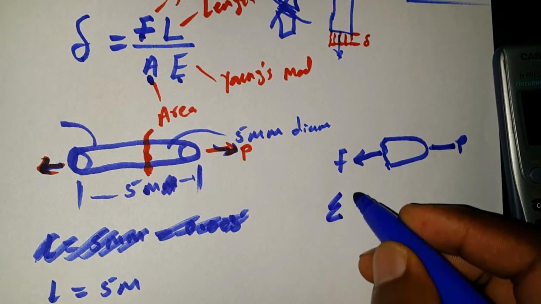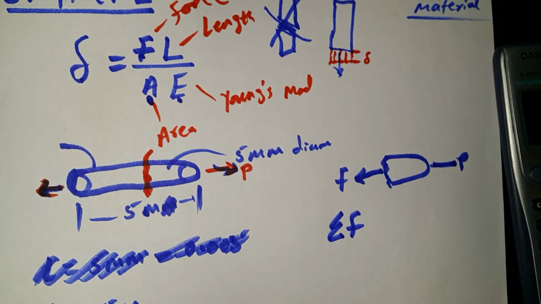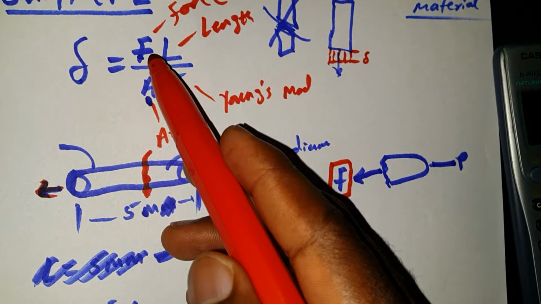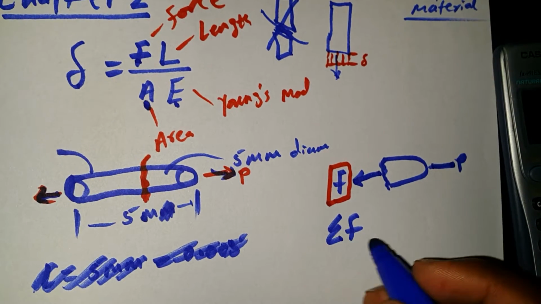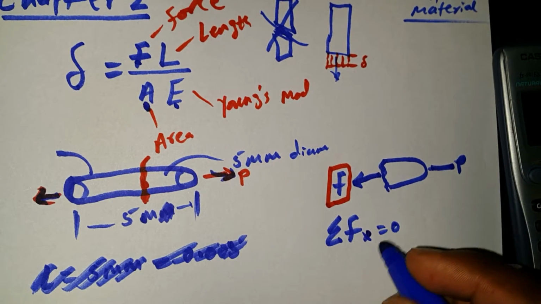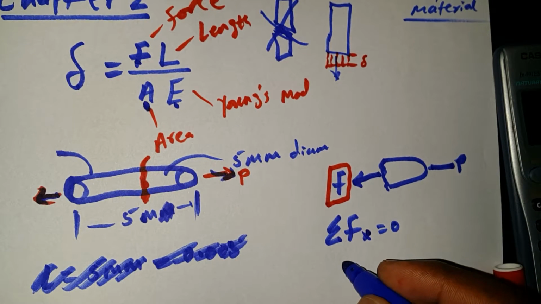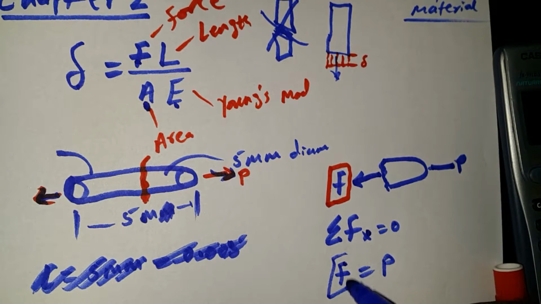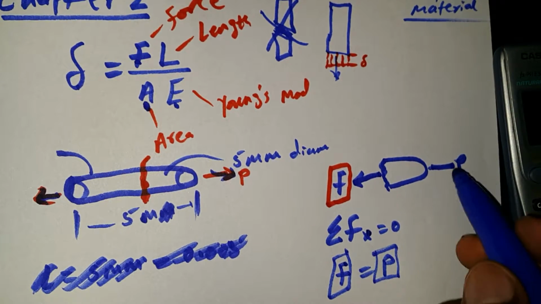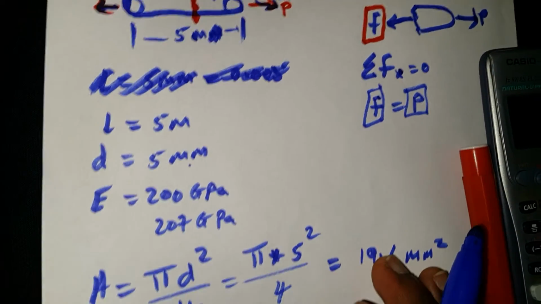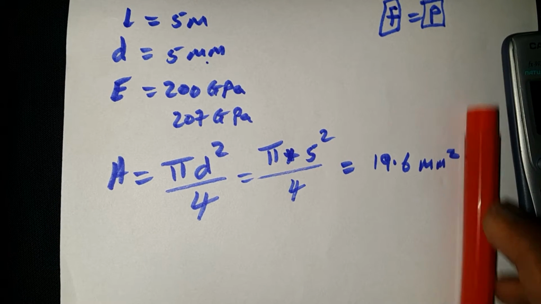taking a summation of F, we are trying to find the force here, which will be used here. So the summation of Fx is equal to 0. So from here we know that F here is equal to P. So our force here is equal to P. Now let's put the values in our deformation.